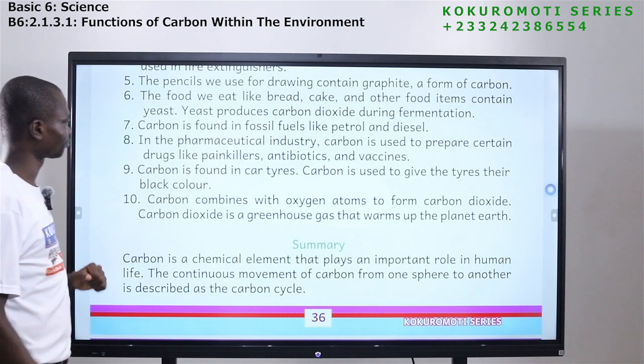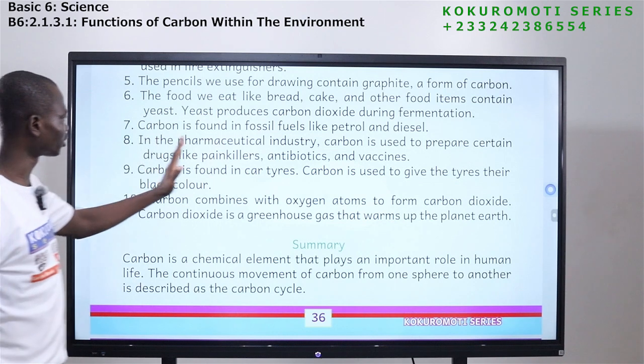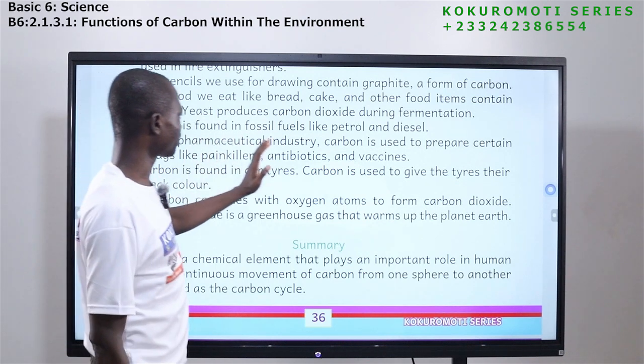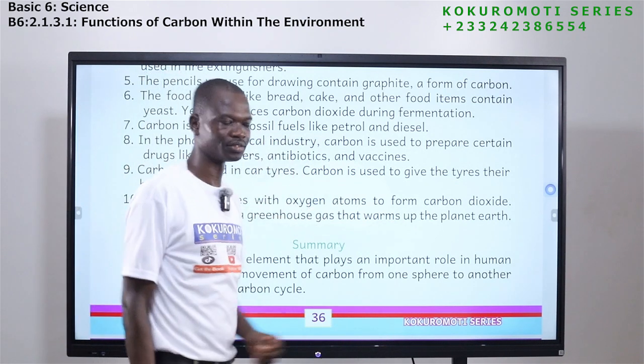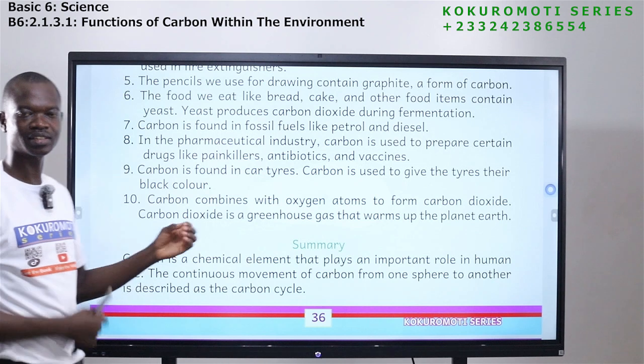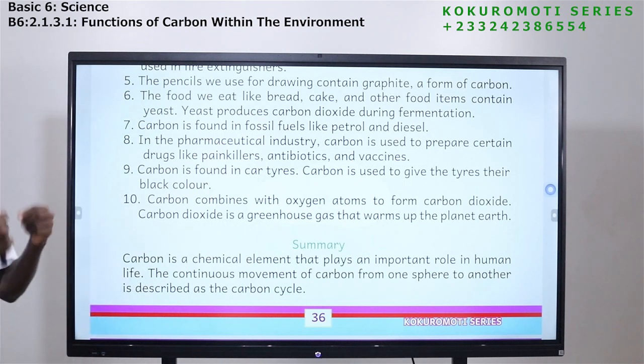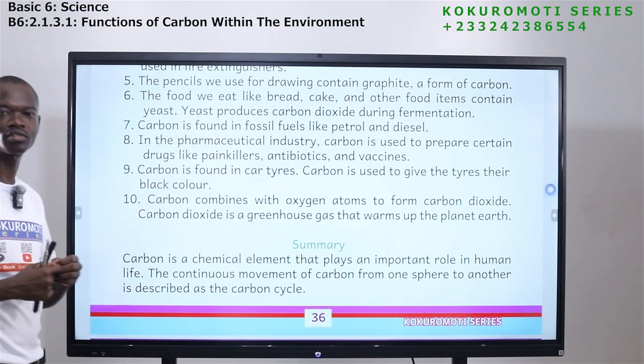Number 7. Carbon is found in fossil fuels like petrol and diesel. So the petrol, the diesel, the fossil fuels, we can get carbon from them.